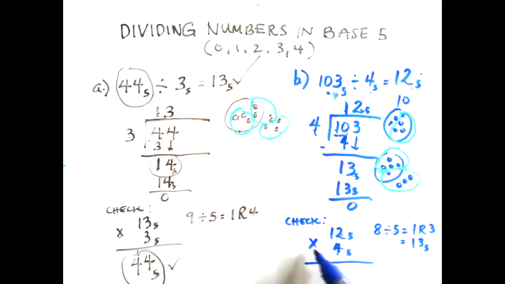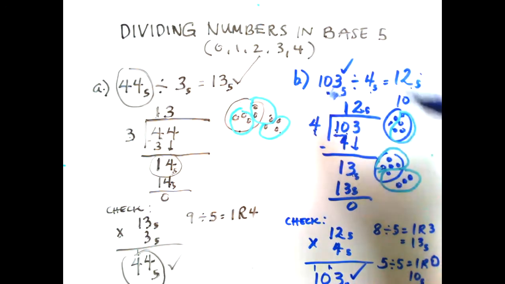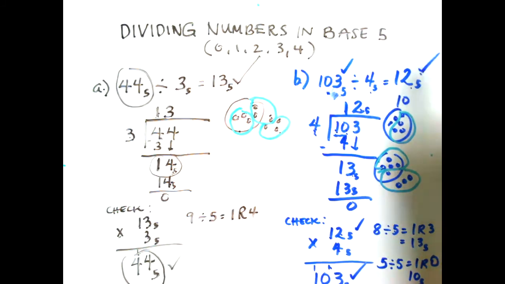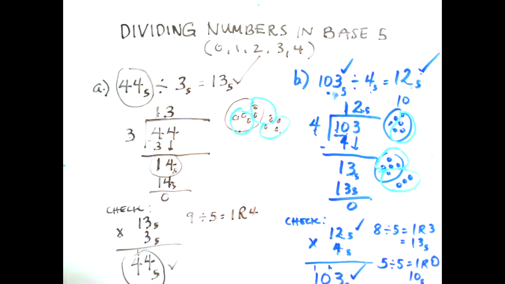Now we do 4 times 1 is 4 plus 1 is 5. Can we write 5? We can't. How many 5s go into 5? 1 remainder 0, or 1 0 in base 5. So your answer here is 1 0. Now we'll bring this one down. So your answer is 103. And look, that's correct. So therefore our answer is correct. Wow, that was a tricky one.